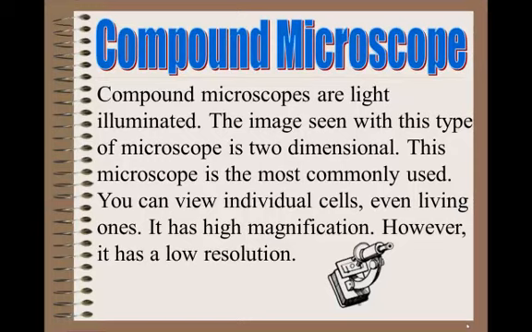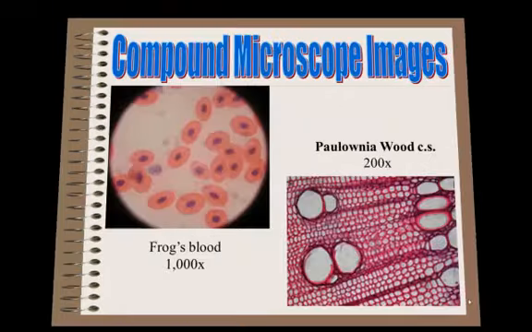Compound microscopes are light illuminated. They used to use mirrors way back. Now we have electrical lights, and we actually have cool electrical lights, which is much better for seeing and not getting heated up. And they give us pretty good high magnification, but low resolution. And low resolution means it's not going to be as crystal clear as when you get to the electron microscopes.